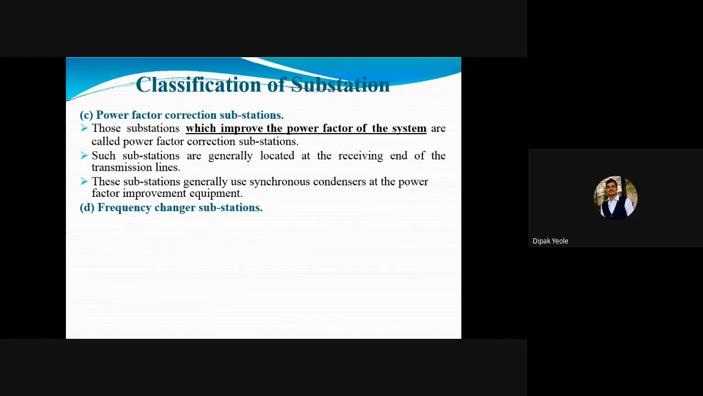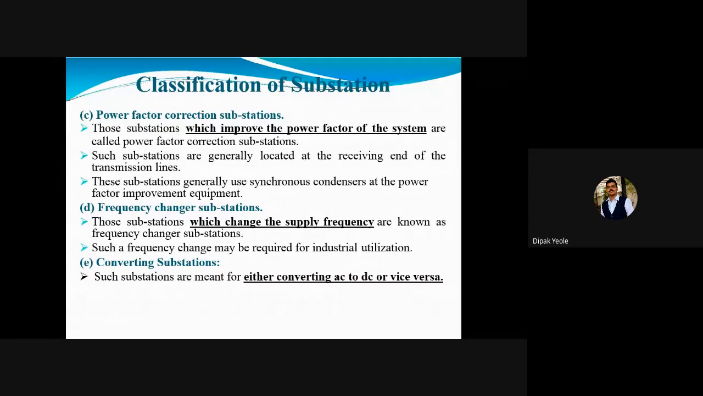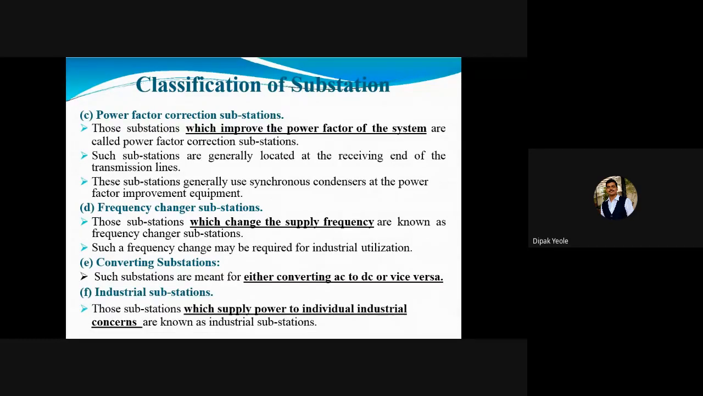Now we are interested in the fourth subclassification, that is the frequency changer. You can see from this particular word, service requirement is there. So if you are interested in changing our service like frequency, then we need the frequency changer substation. Yes, I'm not going to read each and every line clearly. I'm just revising the things. I'm going to do a brush up of the particular concept. So if we are interested in changing the frequency, then we need the frequency changer substation, and the next is nothing but the converting substation, AC to DC or DC to AC. So service requirement is there. Industrial substation is a need of a particular industry, so we need the industrial substation.